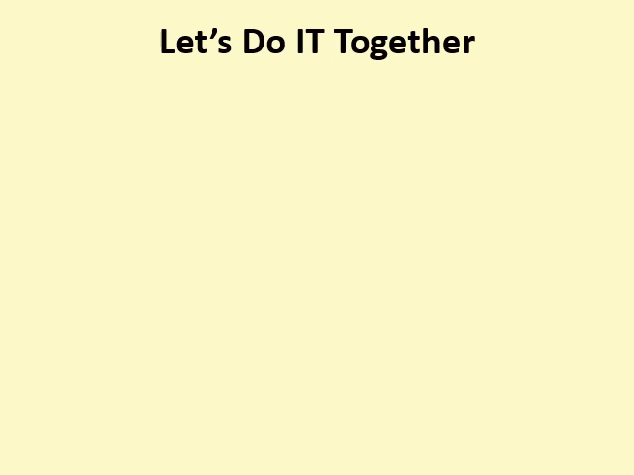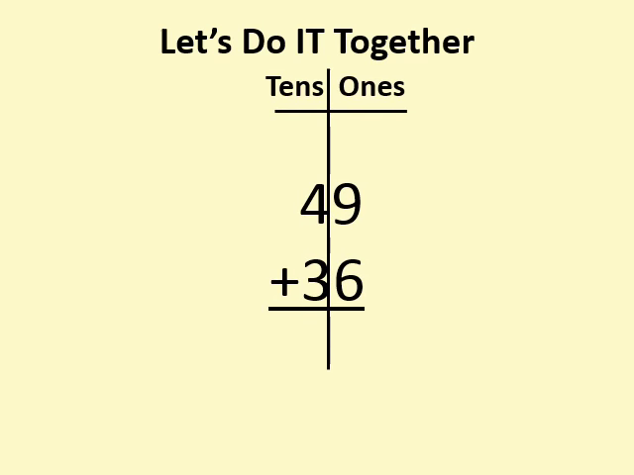Okay, now we're going to do it together. So if you pause this right now and get out a piece of paper or anything to write with, then we can do it together, and it always helps our brains learn it better if we do it together. I'm going to take the numbers 49 plus 36.